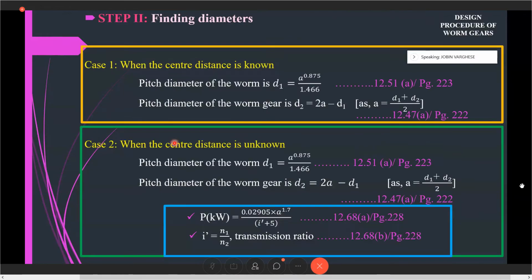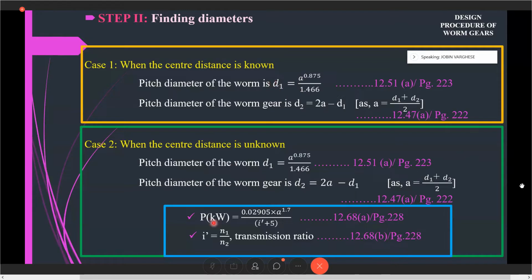And in the third, or second, step, we have to find the diameter. First, we classify the problems based on whether the center distance is known or unknown. In the other cases, we classified by which diameter is known and which is unknown. In this case, center distance means the distance between the two gears, that is, the worm and the worm wheel. If the distance is known, it is given by the letter A, so we can calculate directly.